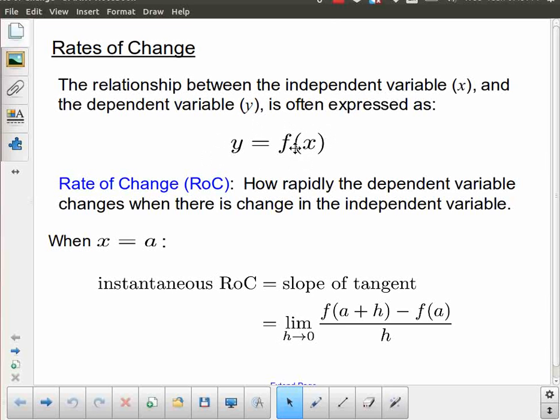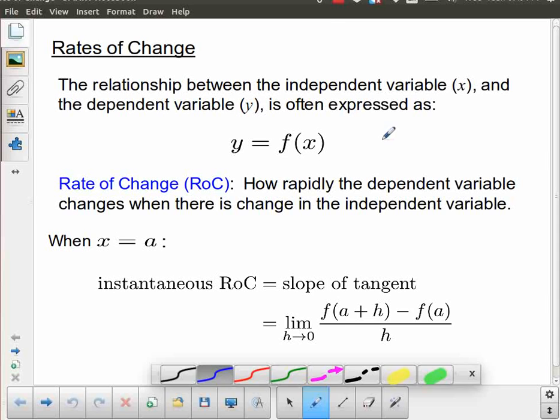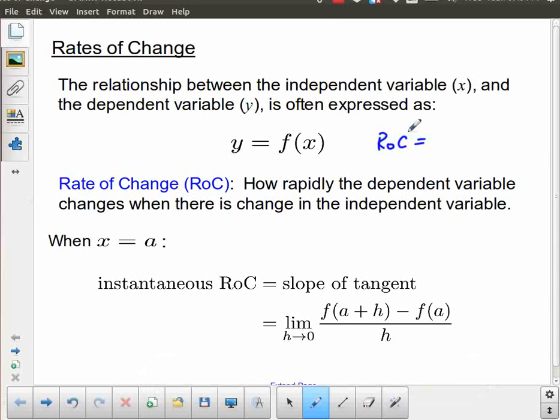If we have a function f of x, then normally we are going to represent the independent variable as the x value, and whatever comes out of that function, the result, when I plug in my value for x, we normally assign that to be the dependent variable, that's y. So whenever we talk about rate of change, we're asking how the dependent variable is changing with respect to the independent variable. So at its most fundamental level, rate of change is the change in y with respect to the change in x, which is just a slope.